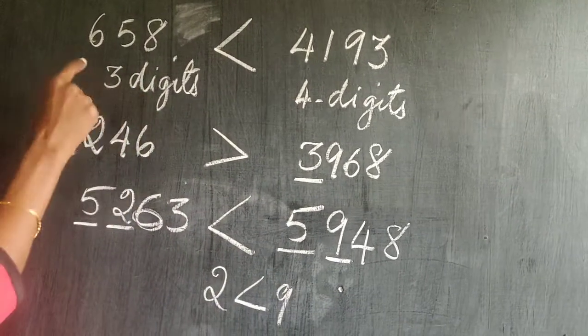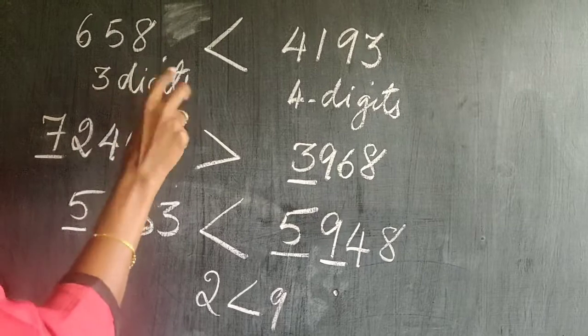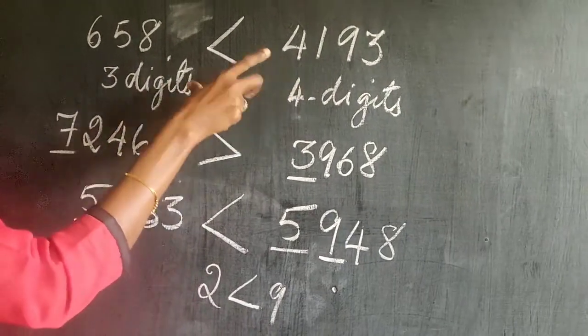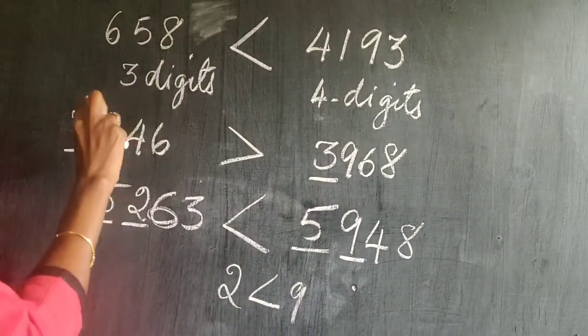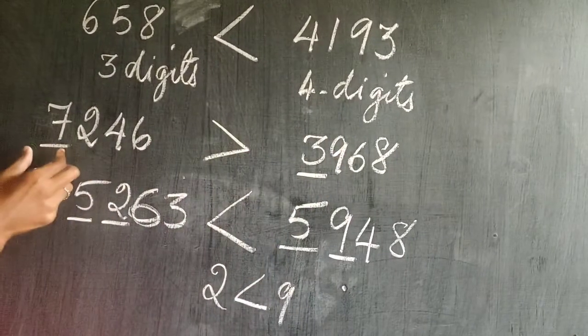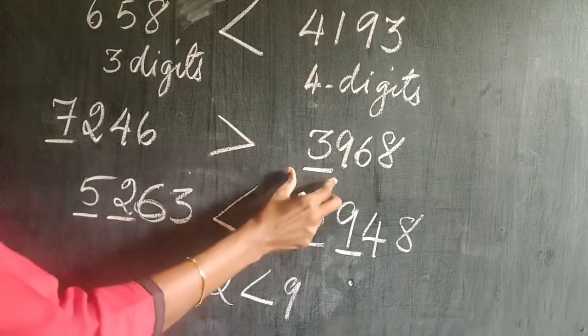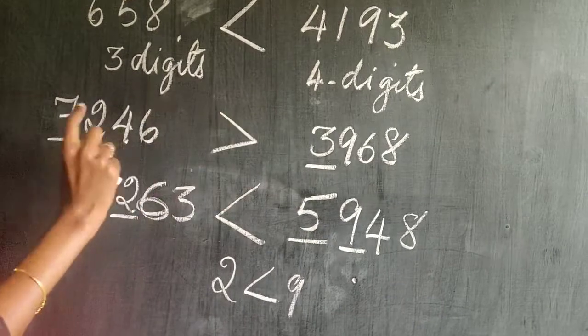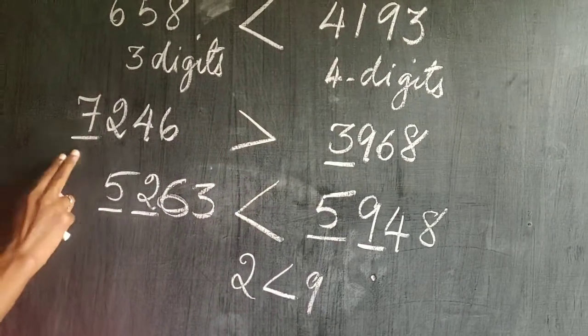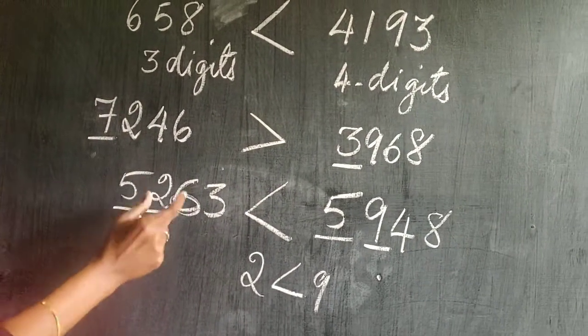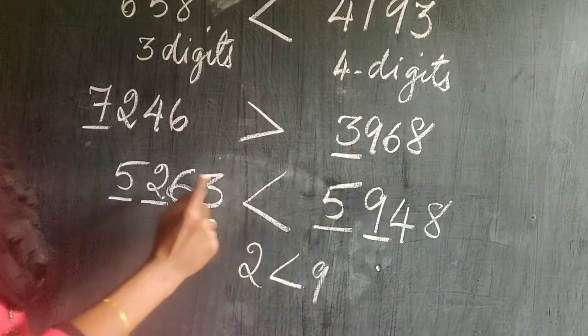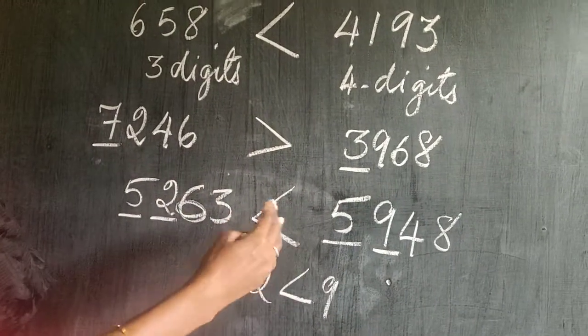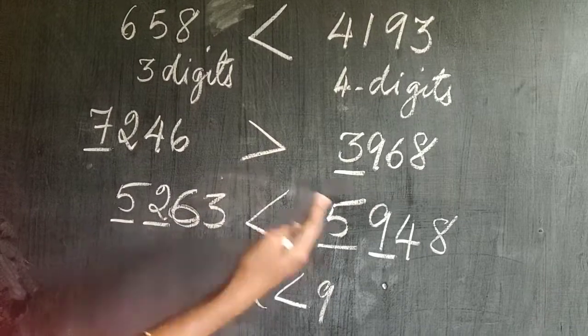Once again I will explain. First, the number which has a greater number of digits will be the greater number. If both have the same number of digits, then you compare the first digit. The one which is greater will be the greater number. If the first digit is the same, then you look at the second digit. Whichever is greater will be the greater number. So it will go on like that.